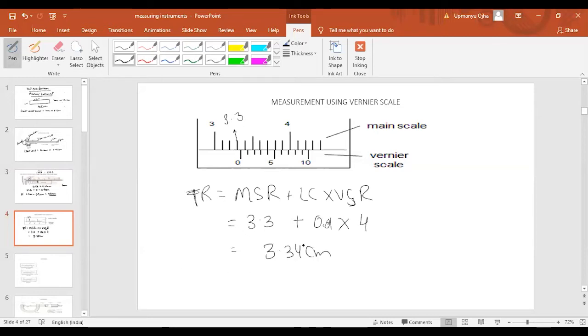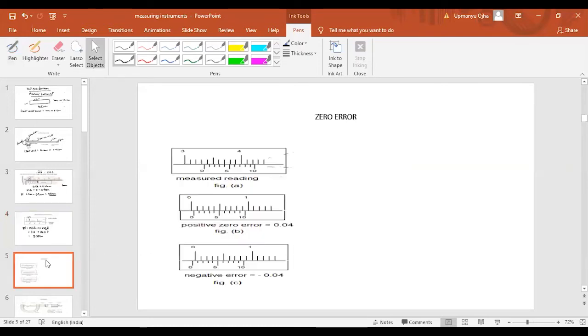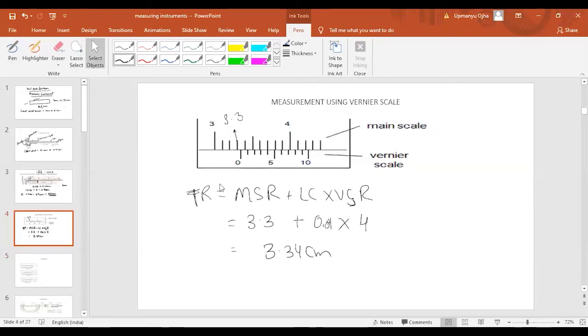That is how we are finding the reading of the vernier scale. To find the reading, the reading is main scale reading plus least count into vernier scale reading. To determine the main scale reading, we have to look at the left side of the zero of the vernier scale. The left side of the zero of the vernier scale is 3.3, which is the main scale reading. Then we have to look at the value which is coinciding with the main scale. If you look at this, the fourth is coinciding with the main scale, so 4 into least count, that is 3.34. That is how we are finding the reading of the vernier scale.